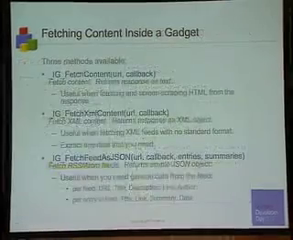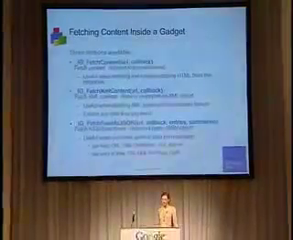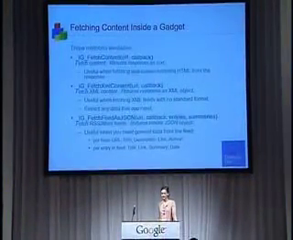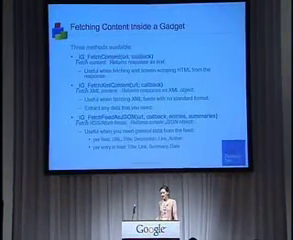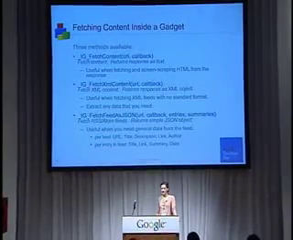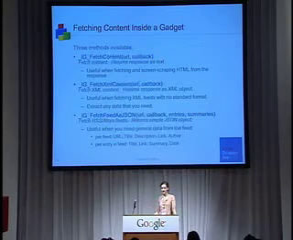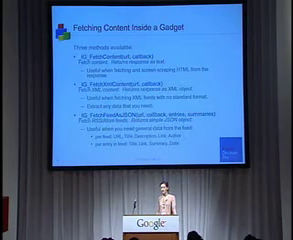So here are our 3 methods. The first one is IG fetch content. It takes a URL where you want to fetch from, and then it takes a callback function. The callback function is called when the content is fetched, and it gets passed to the callback. This one is particularly useful if you want to fetch HTML and then scrape from it.